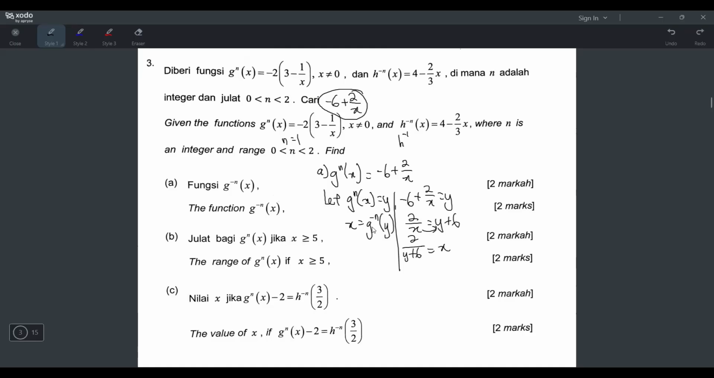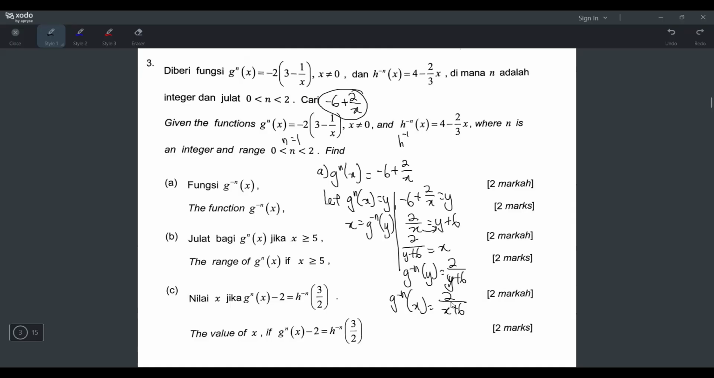And don't forget, x is your g^(-n)(y). In other words, this is the g inverse of y. So the g inverse of y will be 2 over y plus 6. But the question asks for g^(-n)(x). Okay, simple, just change the y to x. So the answer is 2 over x plus 6.